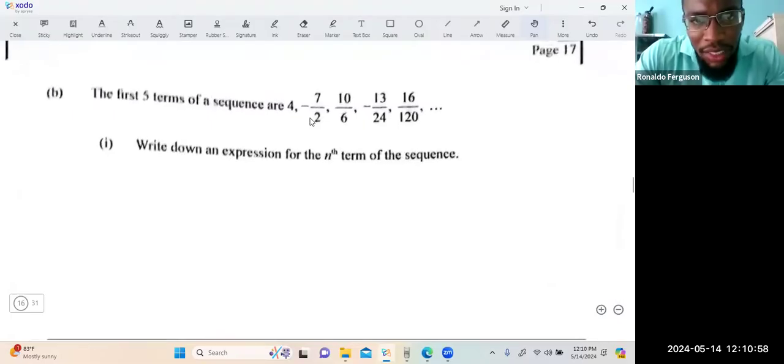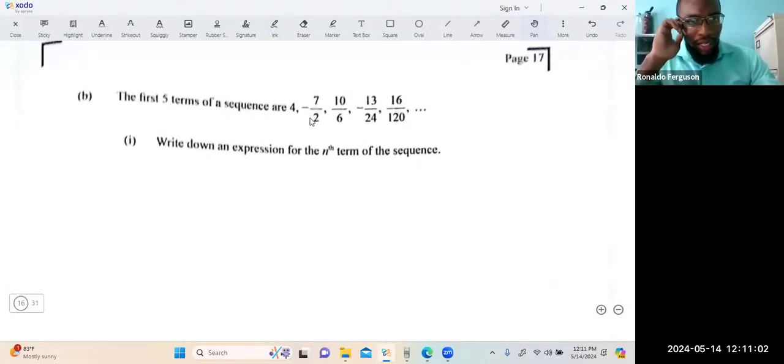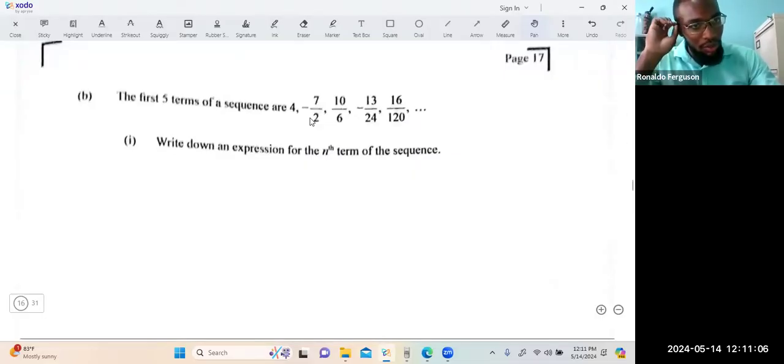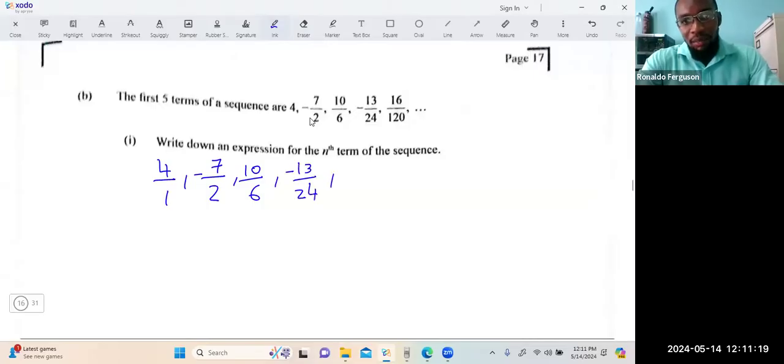Whoa, what is going on here? All right, I see the alternating between plus and minus, so I'm going to ignore that for now. I'm going to rewrite this because this is 4 over 1, -7 over 2, 10 over 6, -13 over 24. So I catch a pattern in the denominator already.